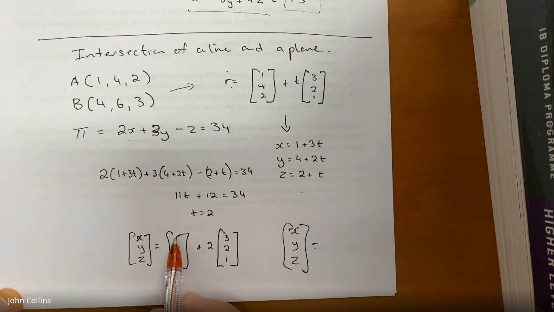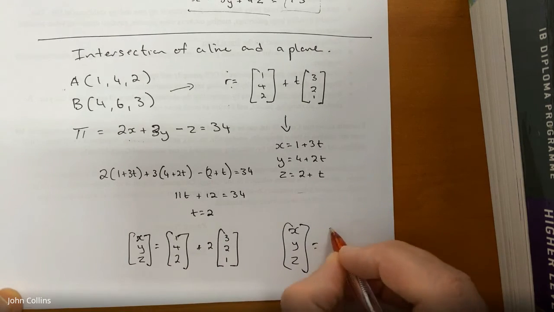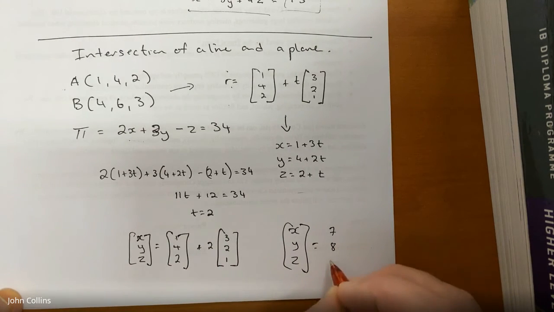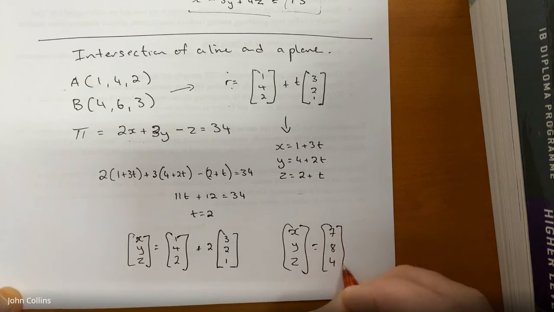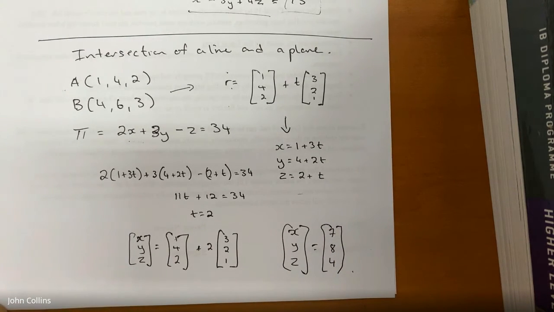X would be 1 plus 2 times 3, which is 7, and so on. Do the same for the other 3. And that is how we get the intersection. So that's another basics of plane and very common question asked, the intersection of a line on a plane and the equation of a plane.